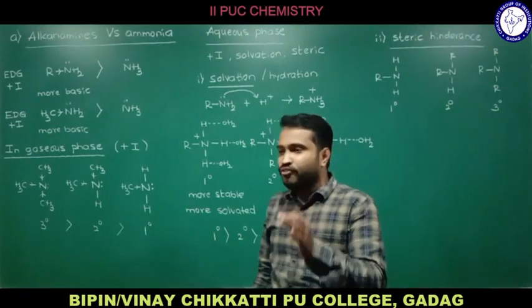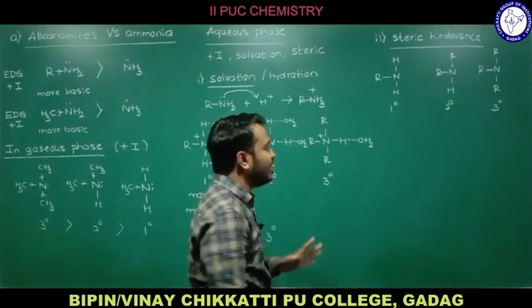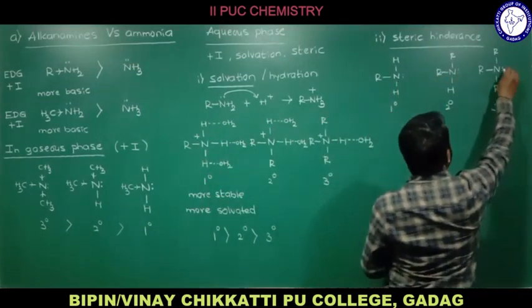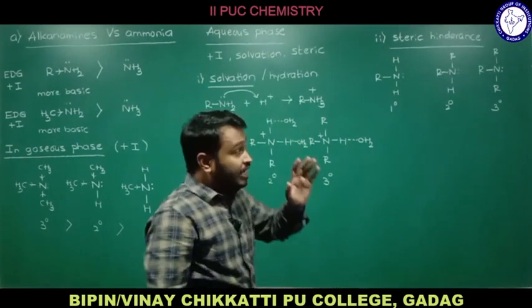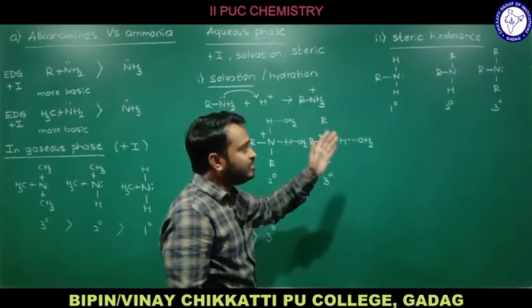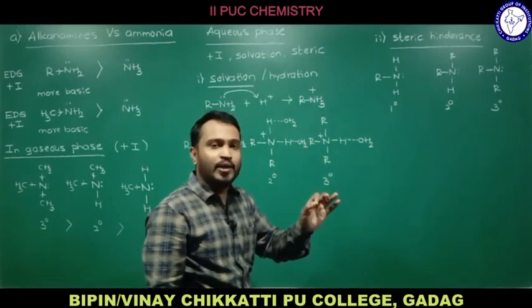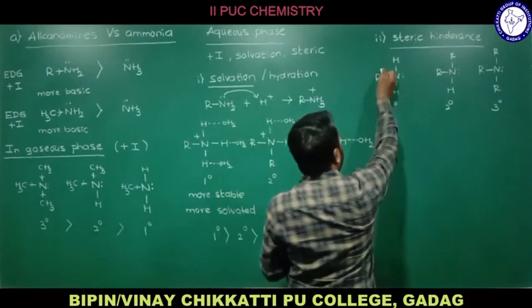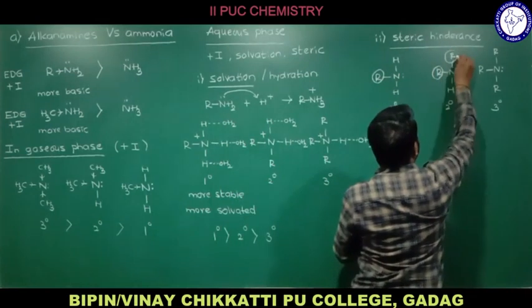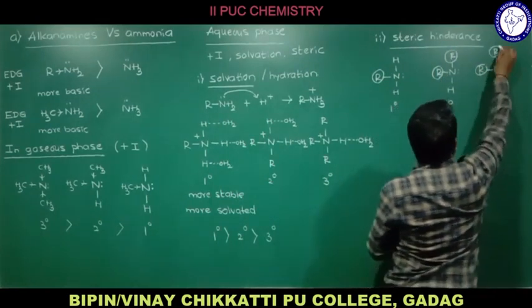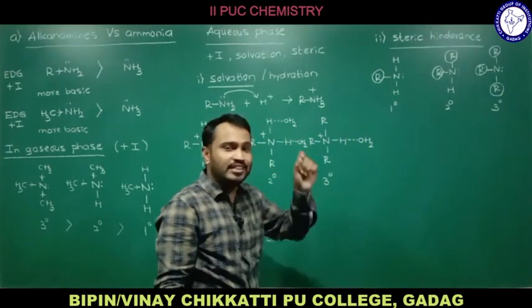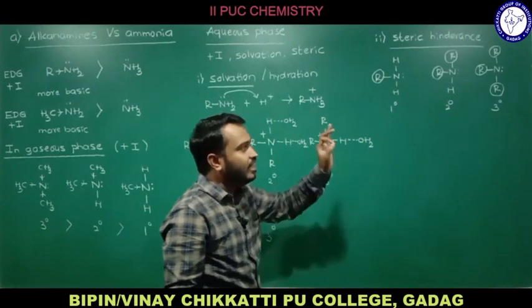So what is the meaning of steric hindrance or steric effect? As we know, all these amines, the nitrogen contains a lone pair of electrons. We can approach these lone pairs of electrons, but remember that in primary, secondary and tertiary amines the number of alkyl groups is not the same. In the case of primary, we have only one alkyl group. In the case of secondary, we have 2 alkyl groups. In the case of tertiary, we have 3 alkyl groups. So what I am going to say here is that the approach to these lone pairs of electrons is not the same in the case of primary, secondary and tertiary.